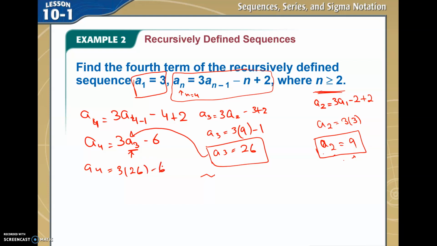Clear? And then you will have a4 equals 3 times 26, which is 78, minus 6, and you have a4 equals 72, and now you found the 4th term. That's it. So this is the simple way, this is how you use these terms to find your final answer. I hope you understood this.